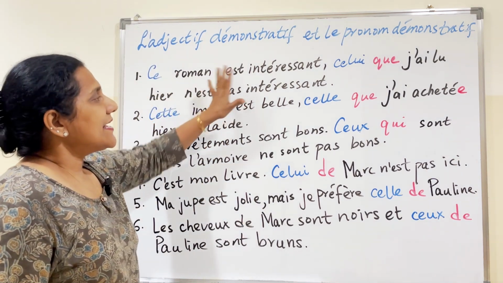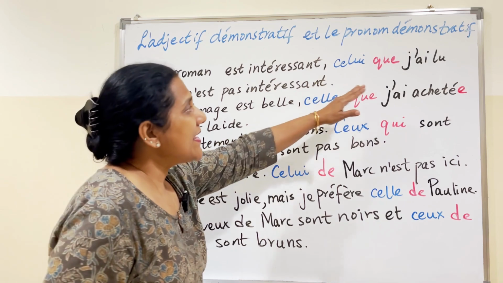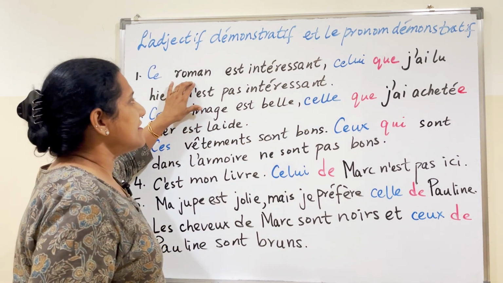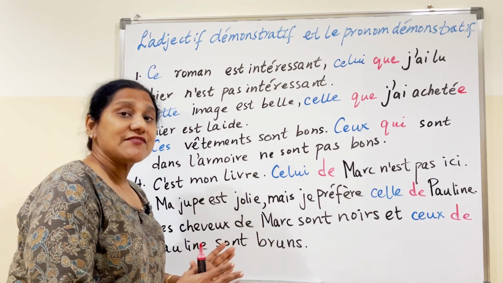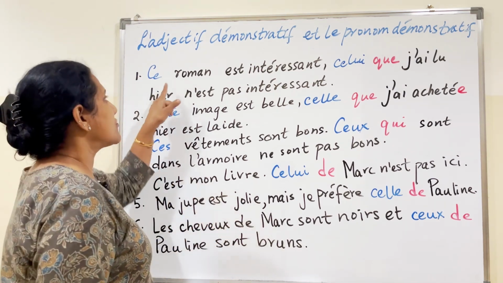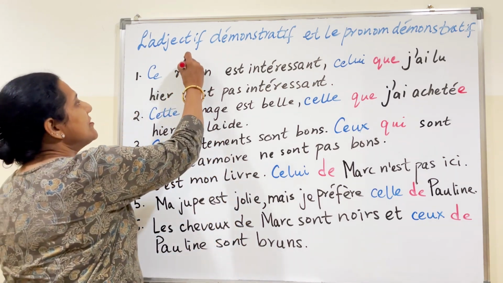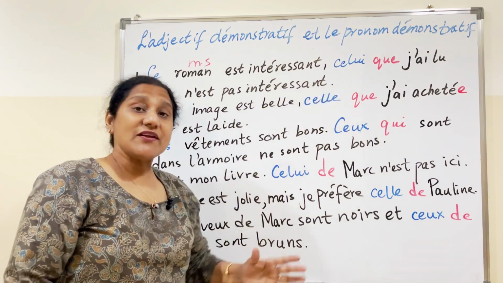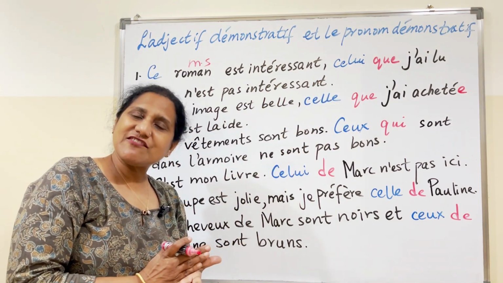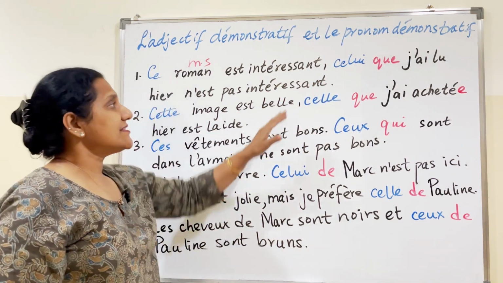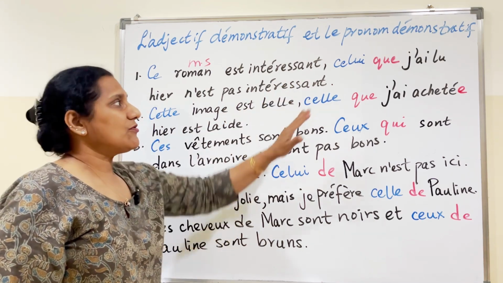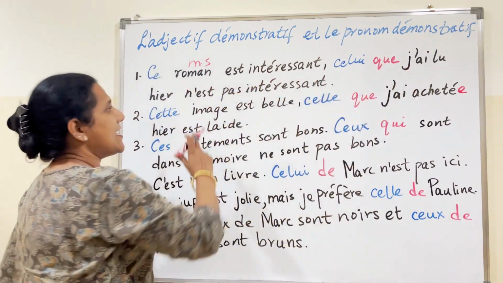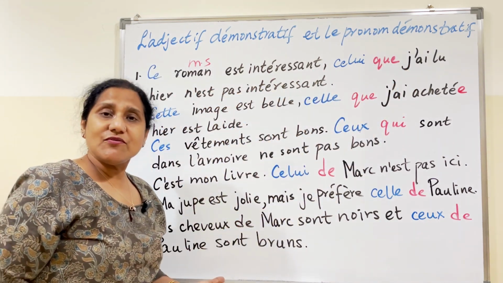Ce roman est intéressant. Celui que j'ai lu hier n'est pas intéressant. So this novel, remember, demonstrative adjective is always followed by a noun. So roman is masculine and singular, and therefore we have used CE. And for the same reason, what did we say about demonstrative pronoun when the noun has already been mentioned? That's when we use demonstrative pronoun. So the noun has already been mentioned. So celui que j'ai lu hier, the one that I read yesterday, was not interesting.